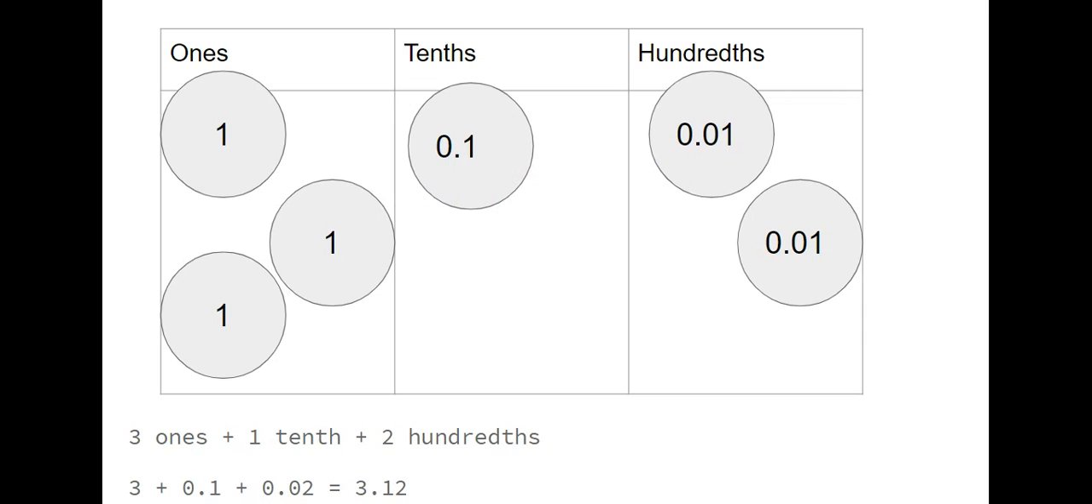So here I have a place value chart. And in the ones column, you'll notice that I have 3 ones. In the tenths, I have 1/10. And in the hundredths, I have 2 hundredths. So that addition sentence, if I wanted to put those amounts together to get a number, would be 3 ones plus 1/10 plus 2 hundredths. And the way I would write that is 3, because 3 ones is just 3, plus 0.1, because that's what 1/10 is, plus 0.02, because that's what 2 hundredths is. And when I put all those together, I get 3.12. I also could say that 3 and 12 hundredths.